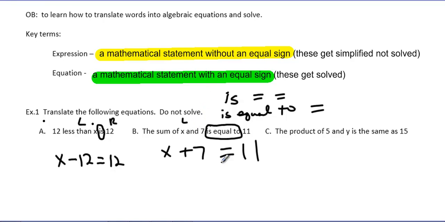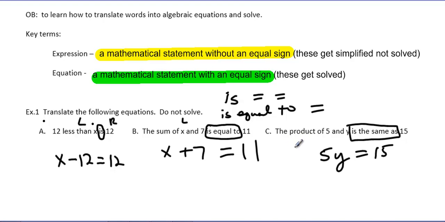And then just like yesterday, we could say we have the product of 5 and y, and product means multiplication. We have is the same as, which also means equal to. So we could just say is or is equal to or is the same as. It all means the same thing. It means an equal sign.